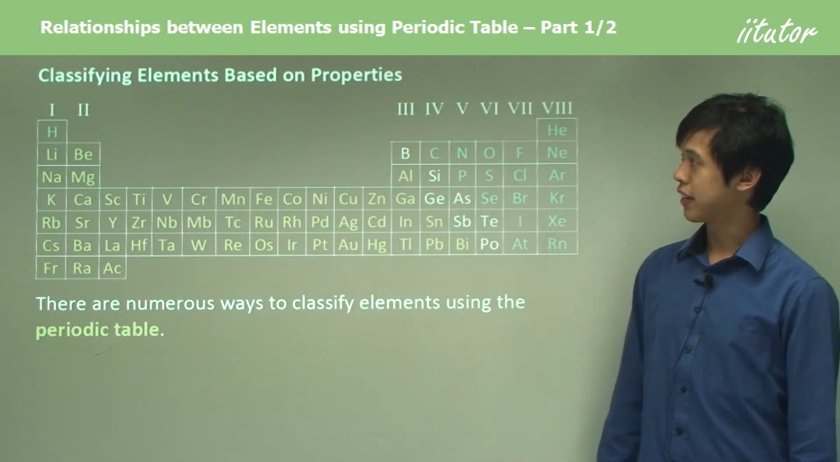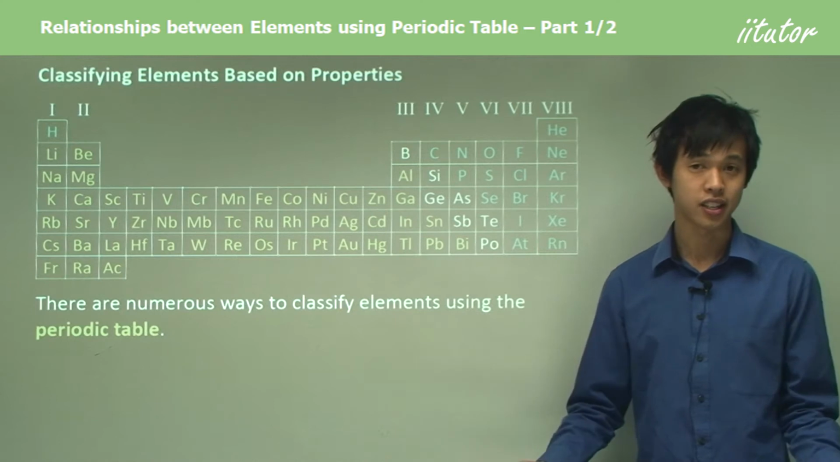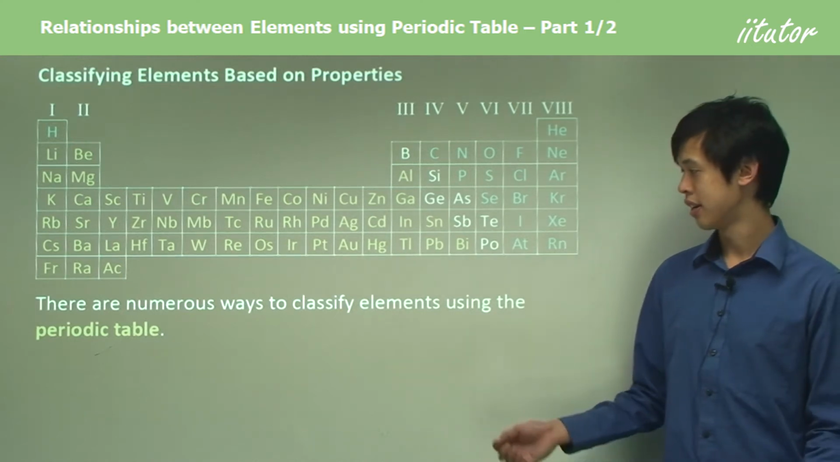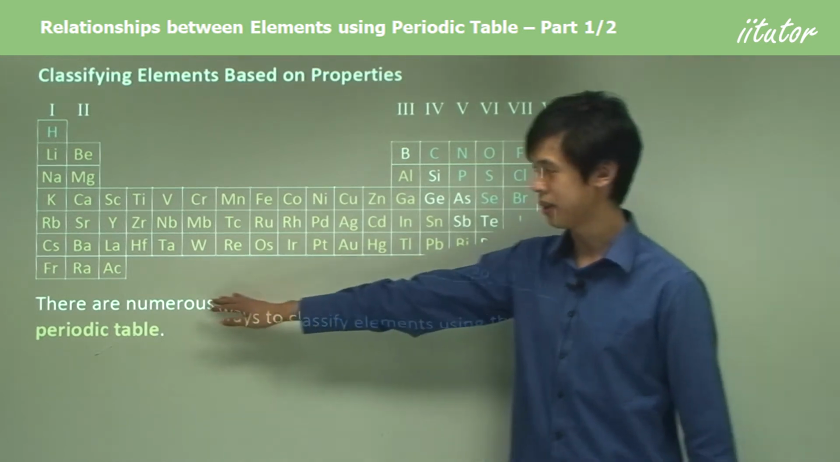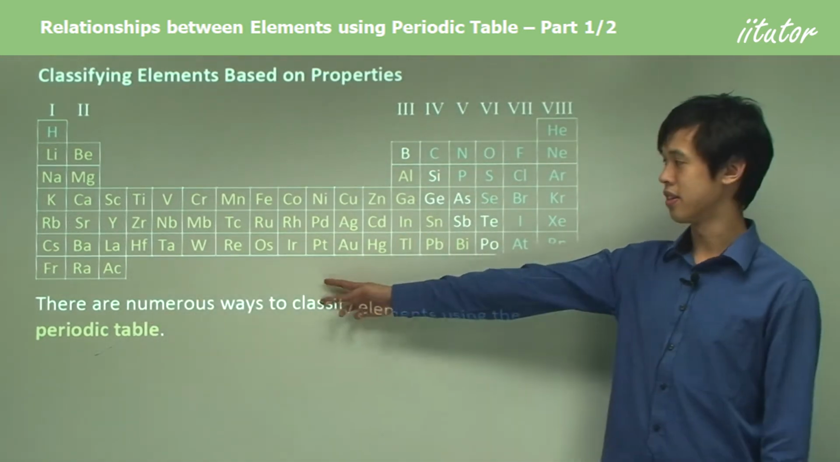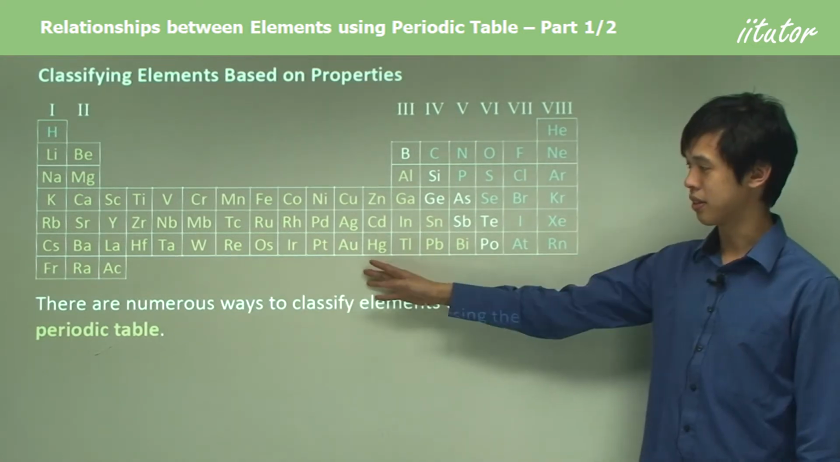So, classifying elements based on properties. We can classify elements, as we've mentioned in previous lessons, in heaps of different ways. One way to do it is to use the periodic table. So here's a mock-up of the periodic table. We're missing, of course, the bottom two rows, the lanthanides and actinides. We won't worry about them too much. This is what it looks like.